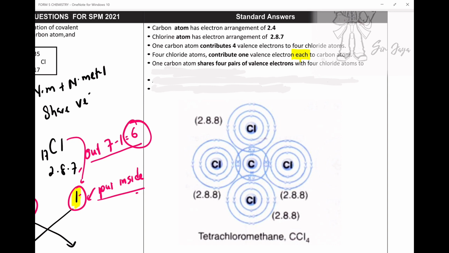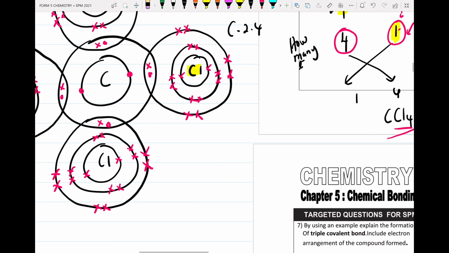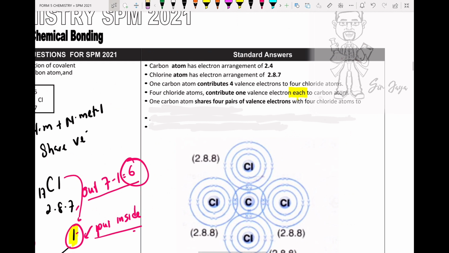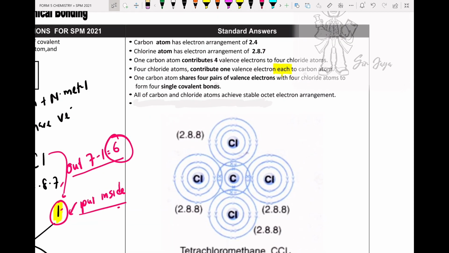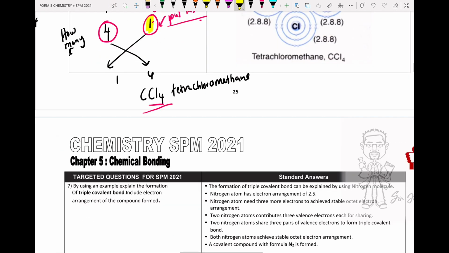One carbon atom shares 4 pairs of valence electrons: 1 pair, 2 pair, 3 pair, 4 pair, with 4 chlorine atoms and forms 4 single covalent bonds. Next, both the carbon atom and chlorine atoms have achieved stable octet electron arrangement. A covalent compound with the formula CCl4 is formed. And the drawing is here. Alright, we move on to the next one.